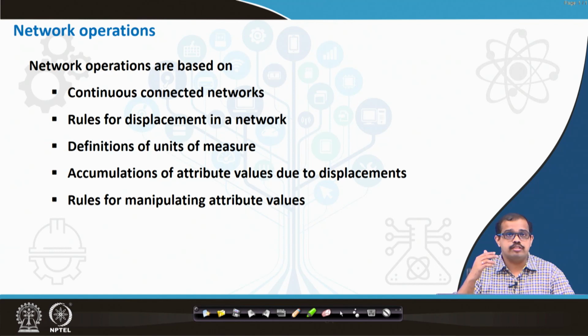So, rules for displacement in a network. You should understand what are the different rules that you can have on a network for understanding the displacement units. Definitions of units of measure, what kind of measurement you are trying to do.